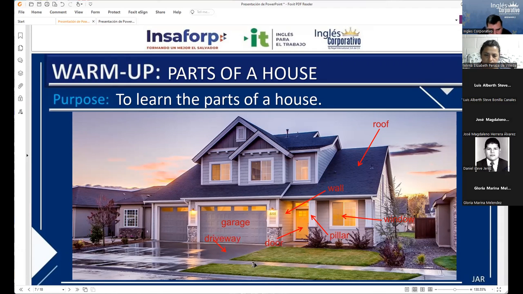The driveway. Okay, we have the driveway. This part is the what? Front yard. Front yard. Okay.